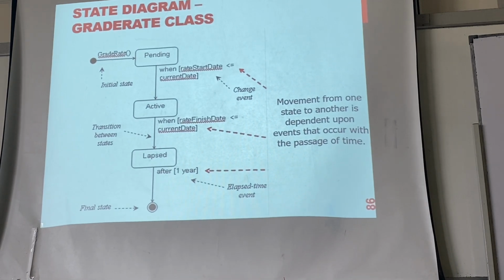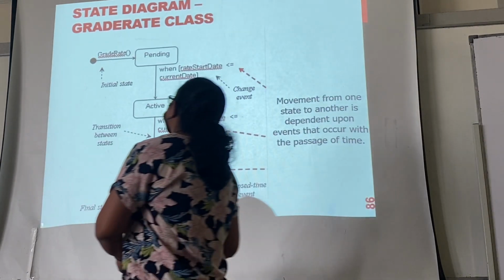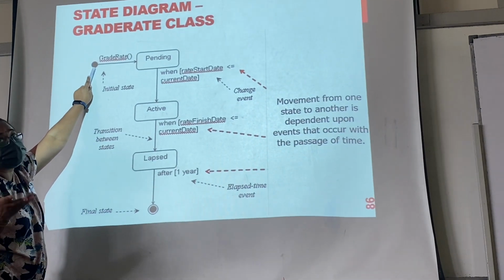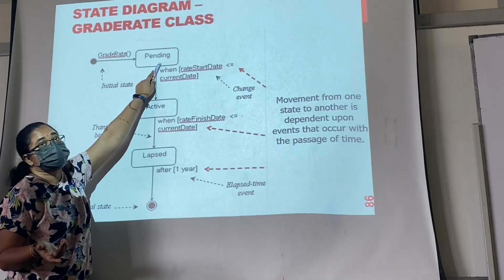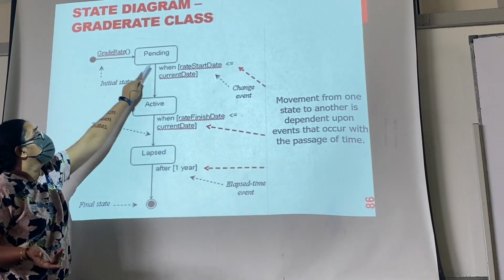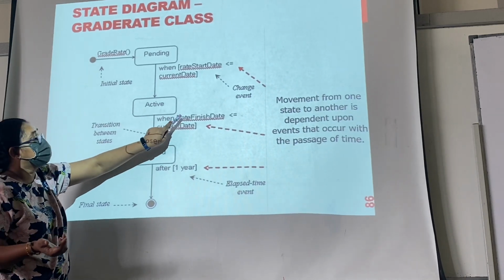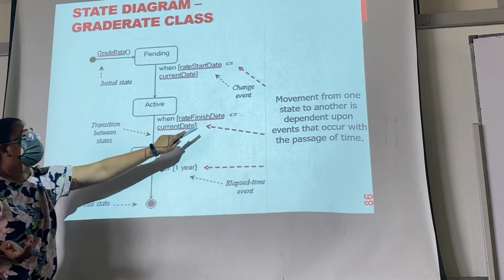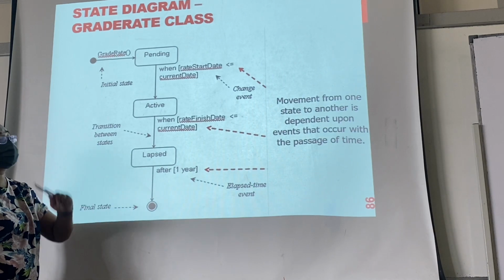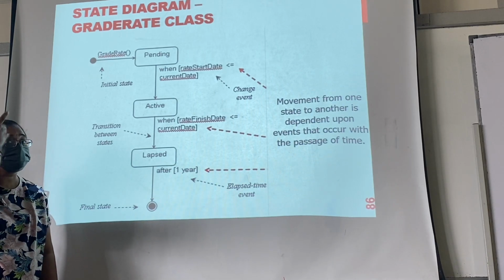State chart diagram for grade. Can you see? Grade class. So what happened first, before your result is released? You see here, start: when your result is not yet released, pending. Then when the start date is less than or equal to the current date, your grade will become active. When the finish date is less than the current date, it is finished. Then lapsed. After 1 year, the record will be removed from the system.